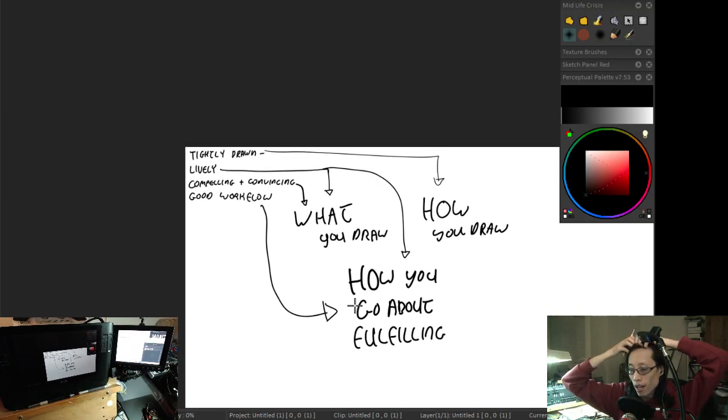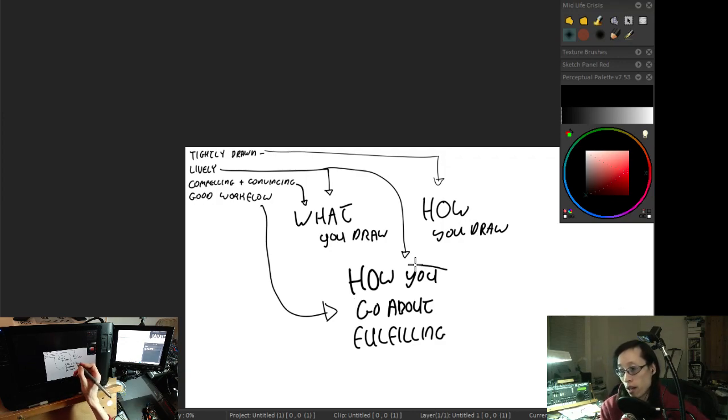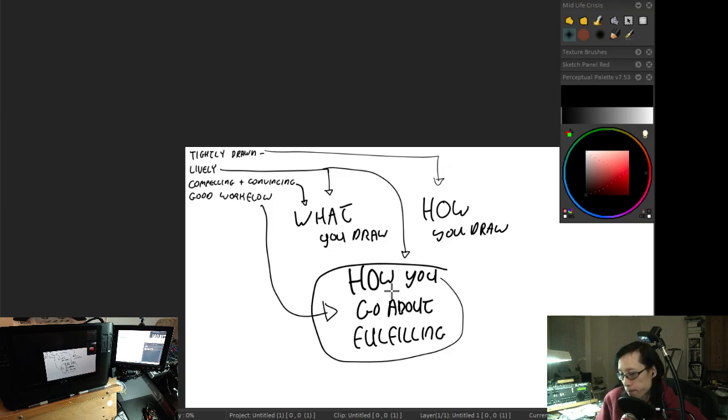So I know this seems kind of very spiritual and out of the way, and yeah, in a way it is. You have to mull these things over and figure out, how do I get my cake and eat it too? I have all of these things that I want, some of which seem compelling, and this is my workflow. This is how I figure out the how you go about fulfilling part.